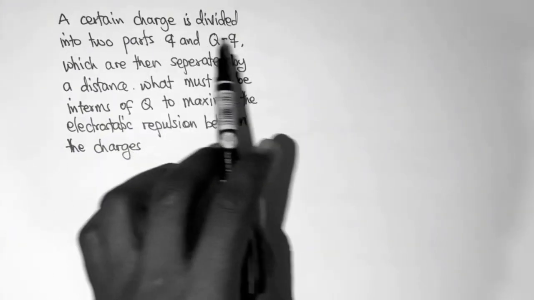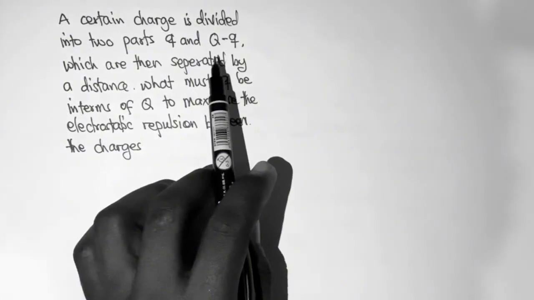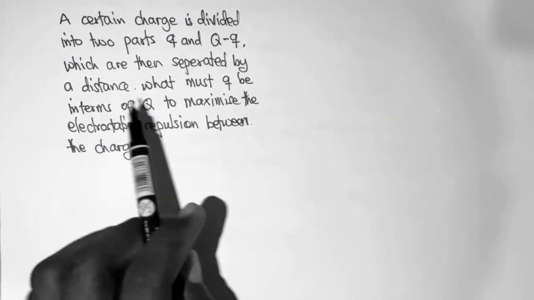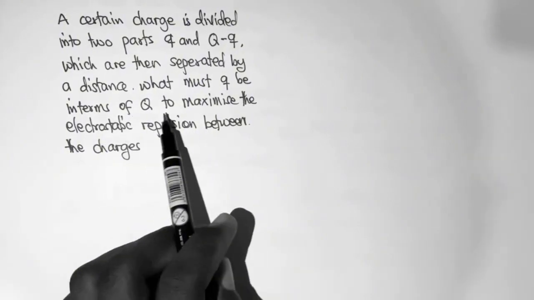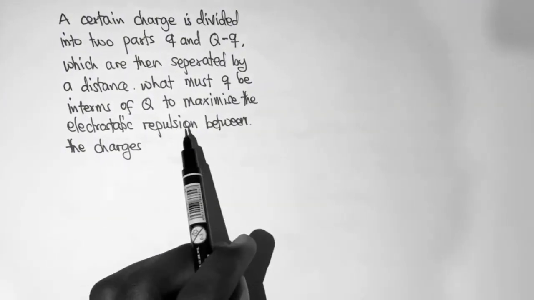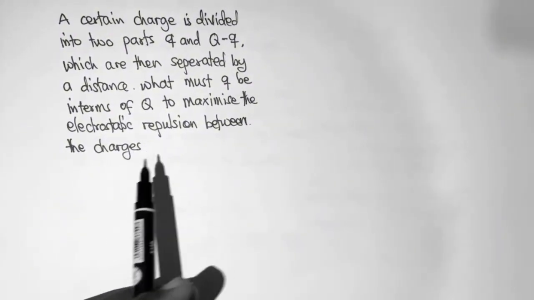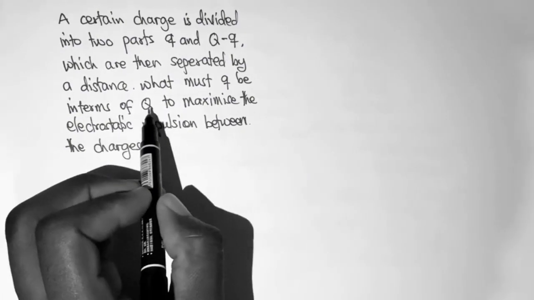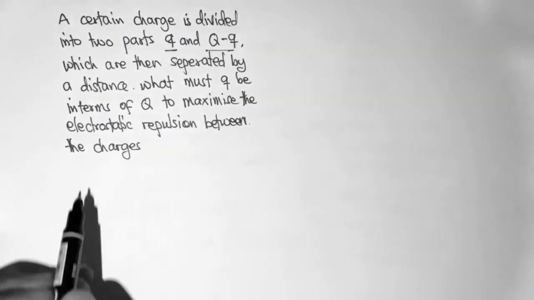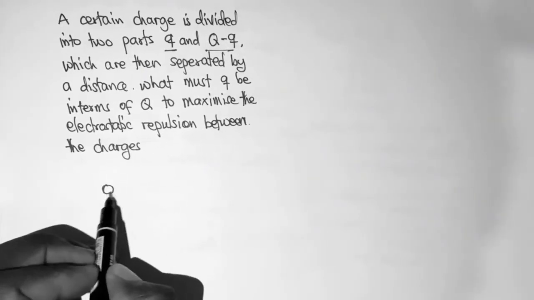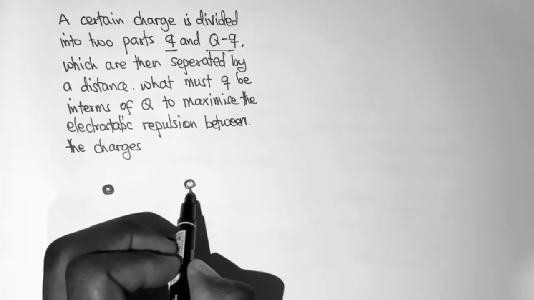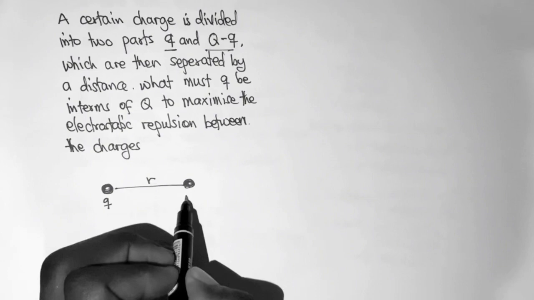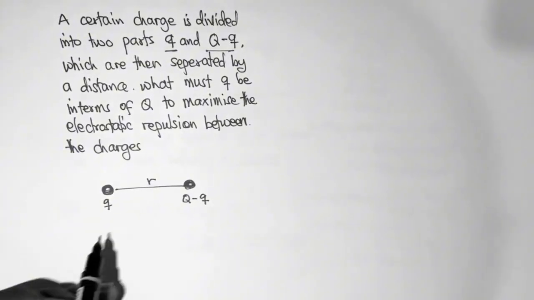A certain charge is divided into two parts, q and Q minus q, which are then separated by a distance. What must q be in terms of capital Q to maximize the electrostatic repulsion between the charges? So now we know that the charge has been divided into small q and Q minus q. In other words, we have two charges which are separated by this distance r. One of them is q, the second one is capital Q minus small q.